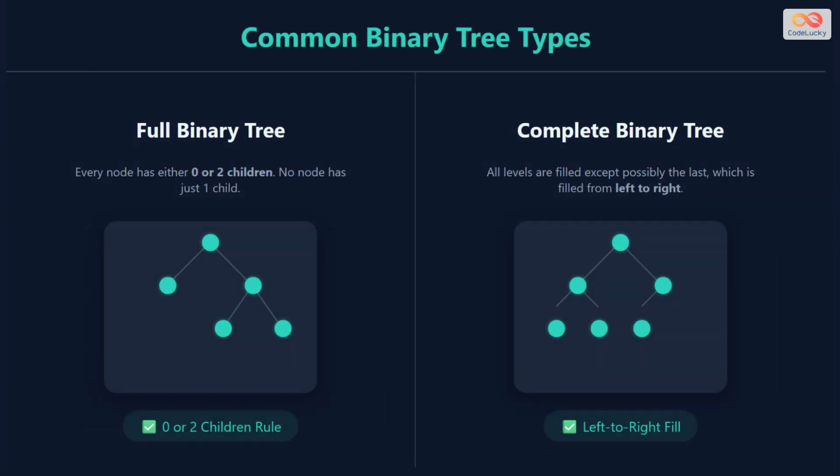There are specific types of binary trees you should know. A full binary tree is one where every node has either 0 or 2 children. No node has just one. A complete binary tree is filled completely on all levels, except possibly the last one, which must be filled from left to right.